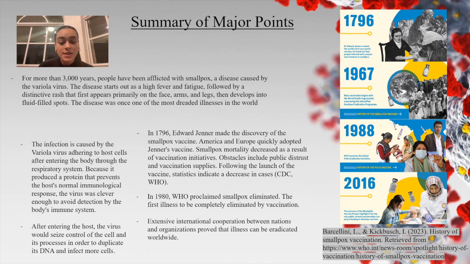In the year 1796, Edward Jenner made the discovery of the smallpox vaccine. America and Europe quickly adopted Jenner's vaccine, and smallpox mortality decreased as a result of the vaccination initiatives. Obstacles with this vaccine included public distrust and vaccination supplies. Following the launch of the vaccine, statistics indicate a decrease in cases. In the year 1980, WHO proclaimed smallpox was eliminated, the first illness to be completely eliminated by vaccination.